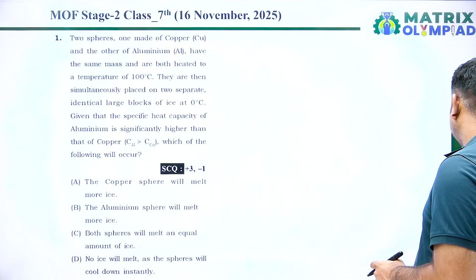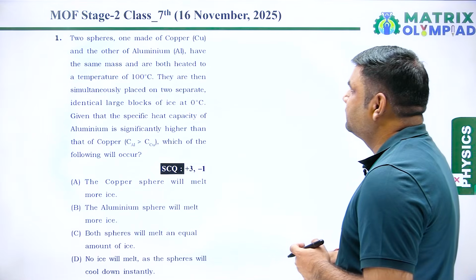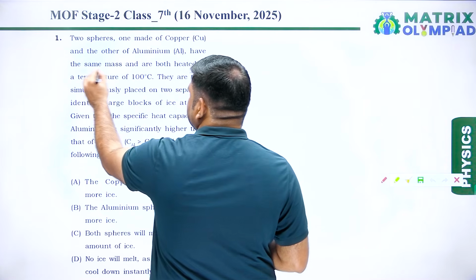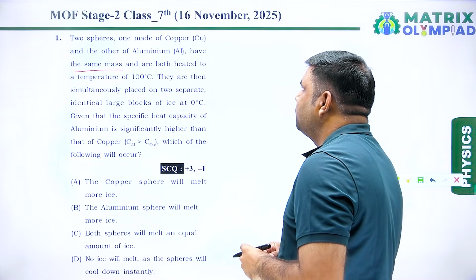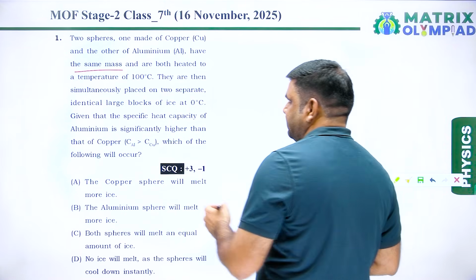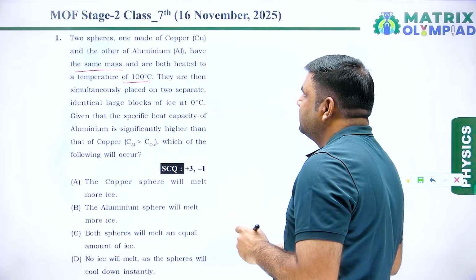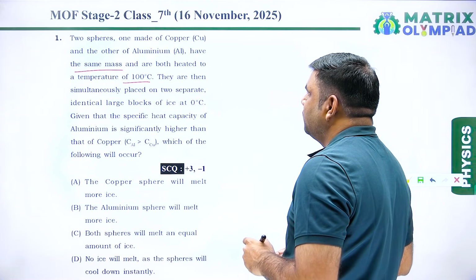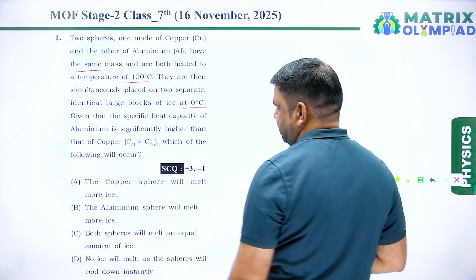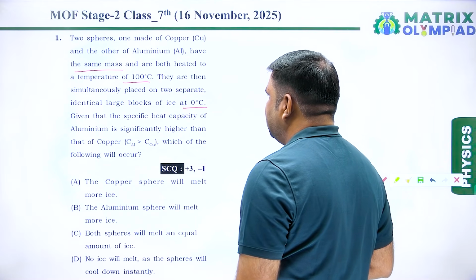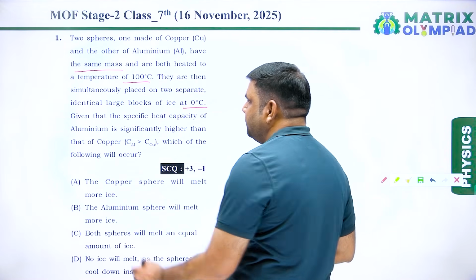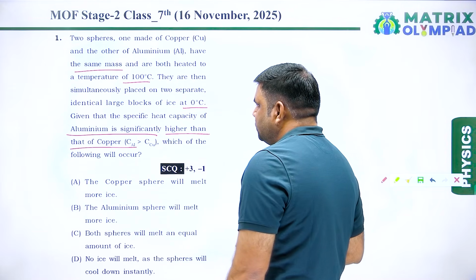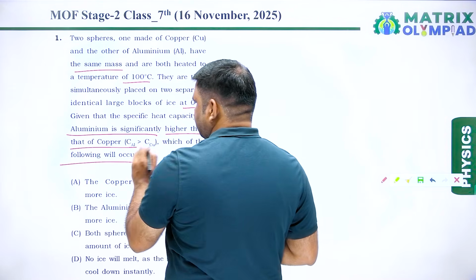Question number 1 is: two spheres, one made of copper and the other made of aluminium, have the same mass and are both heated to a temperature of 100 degrees Celsius. They are then simultaneously placed on two separate identical large blocks of ice at 0 degrees Celsius. Given that the specific heat capacity of aluminium is significantly higher than that of copper, which of the following will occur?